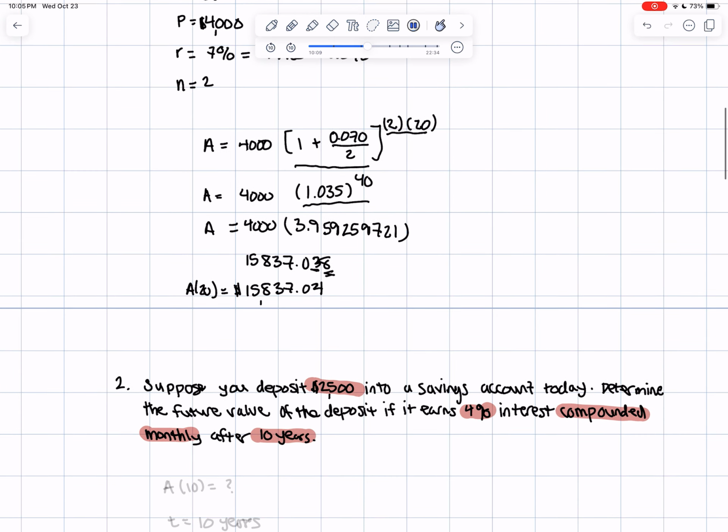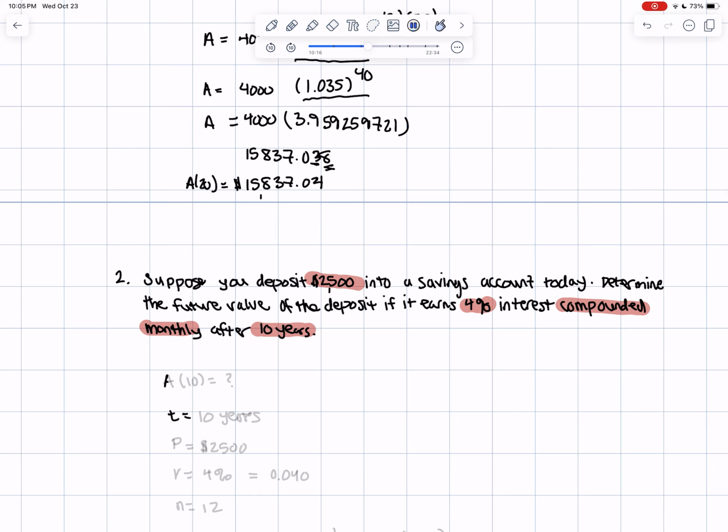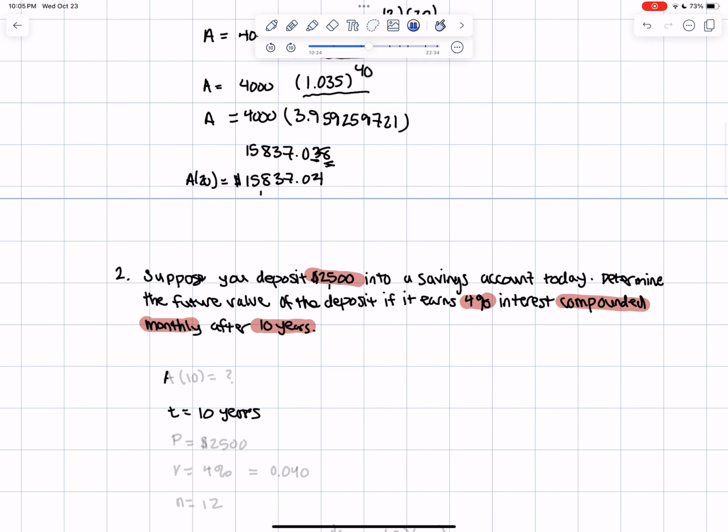So I know I'm going to find A, and since I know time is 10 years, that means I'm going to find A of 10. My initial deposit was $2,500. My R is 4%, so divided by 100 would give me 0.04. My N, since it says compounded monthly, means that we have 12 months in a year, so it has to be 12.